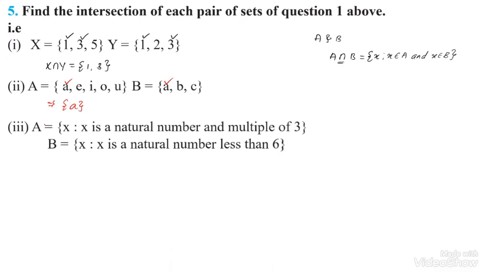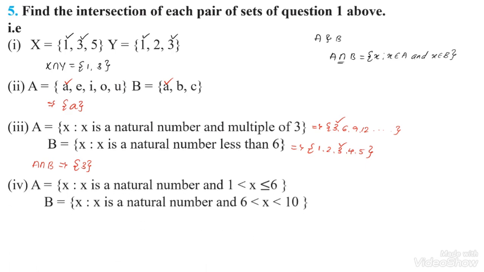Set C: x is a natural number and a multiple of 3. What are those? 3, 6, 9, 12 and so on. Here, a natural number less than 6: 1, 2, 3, 4, 5. Okay. In between the two sets, what are the common elements? A intersection B is equal to, what are the common elements? 3. Okay. 3 is the only element which is common to both the sets.